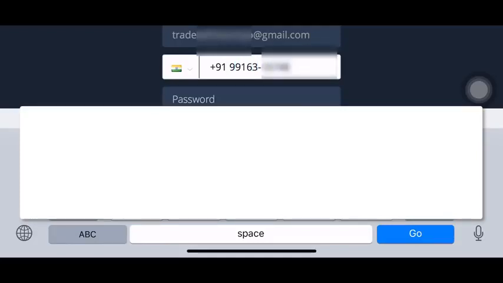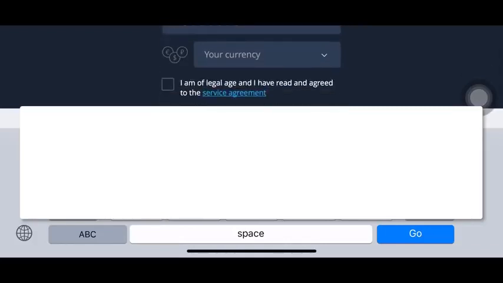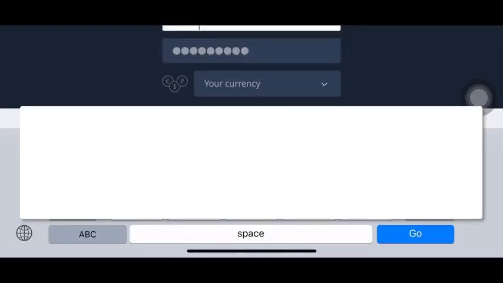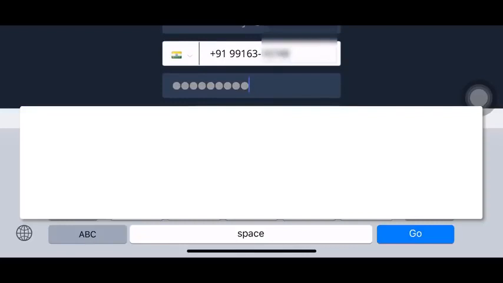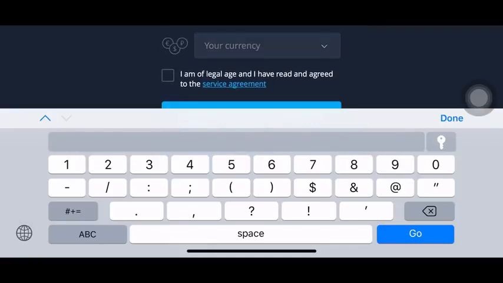So this is what it is, and next is the password. Make sure you guys choose something easy, something which you can remember, so that you don't forget and don't need to recreate a new one. I believe everybody has got their own protocol of setting passwords, so I followed my own. You guys can follow your own. Make sure you guys don't forget it. And then we choose the currency.